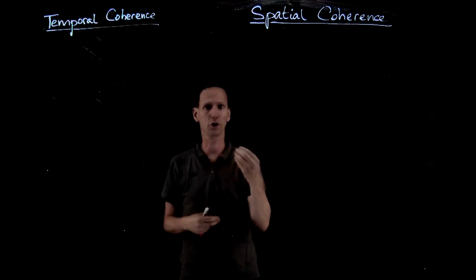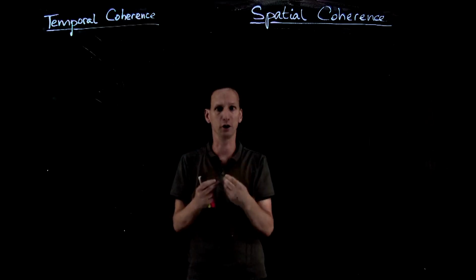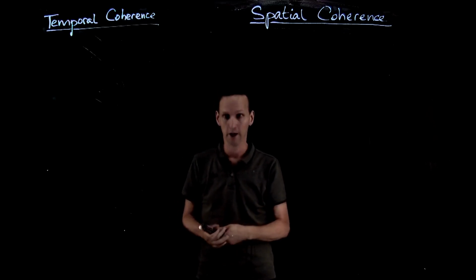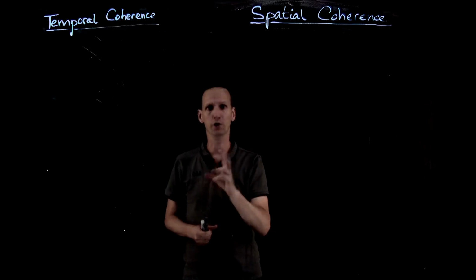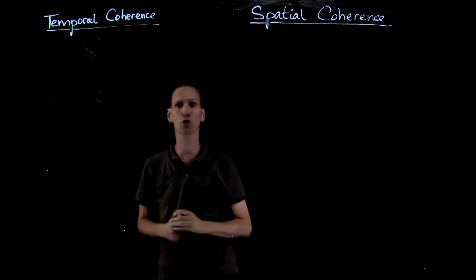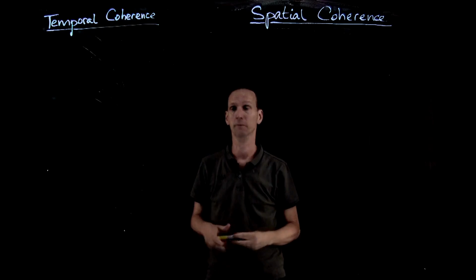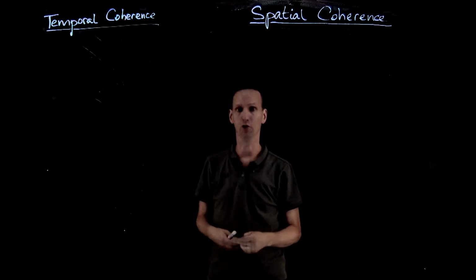And so electrons, unlike photons, cannot be all in the same quantum state, so they cannot be mutually coherent. There's two important things we have to distinguish, which is on the one side what we call temporal coherence, and on the other side spatial coherence. I will first talk about temporal coherence.